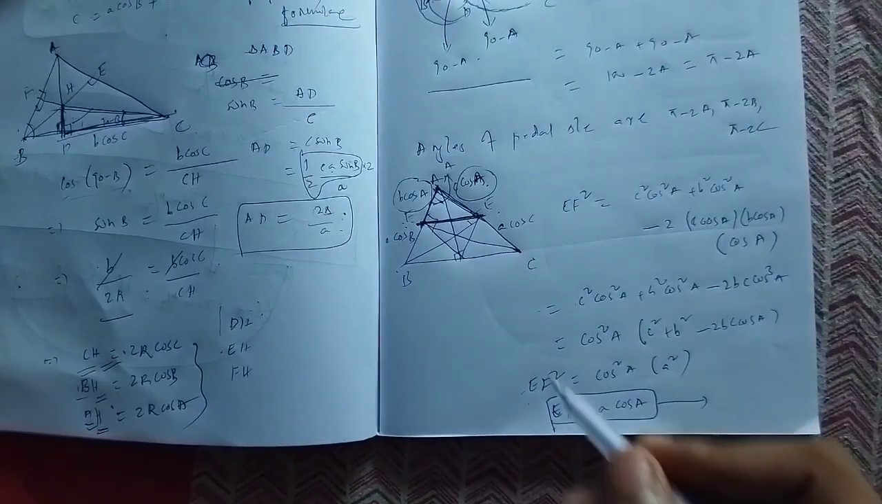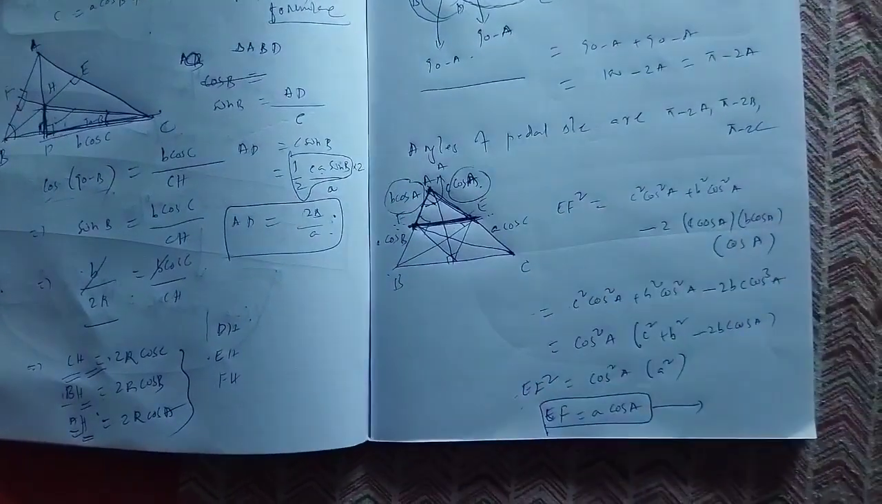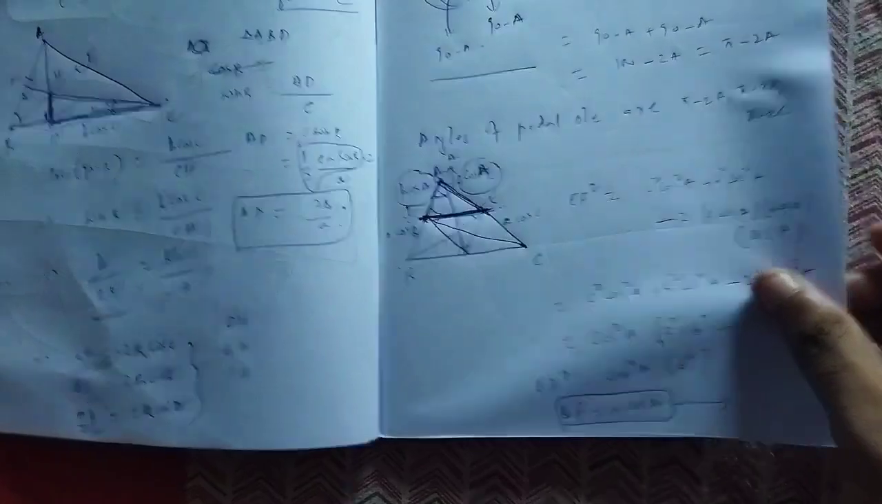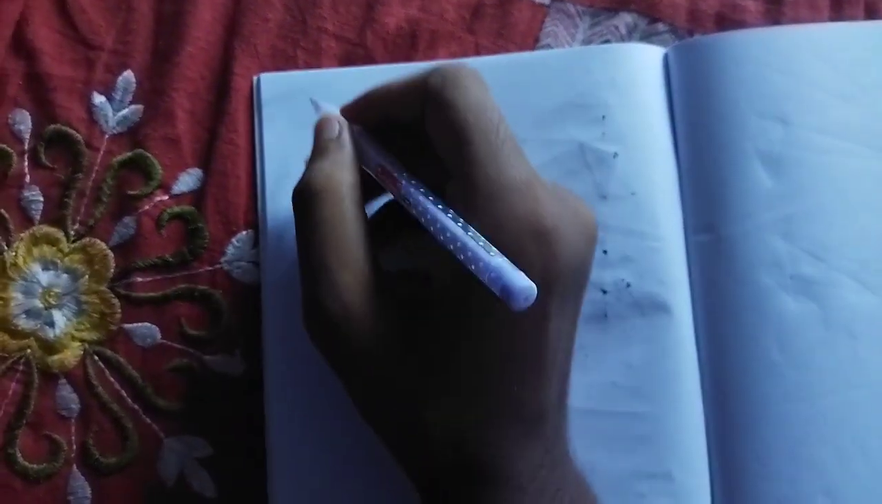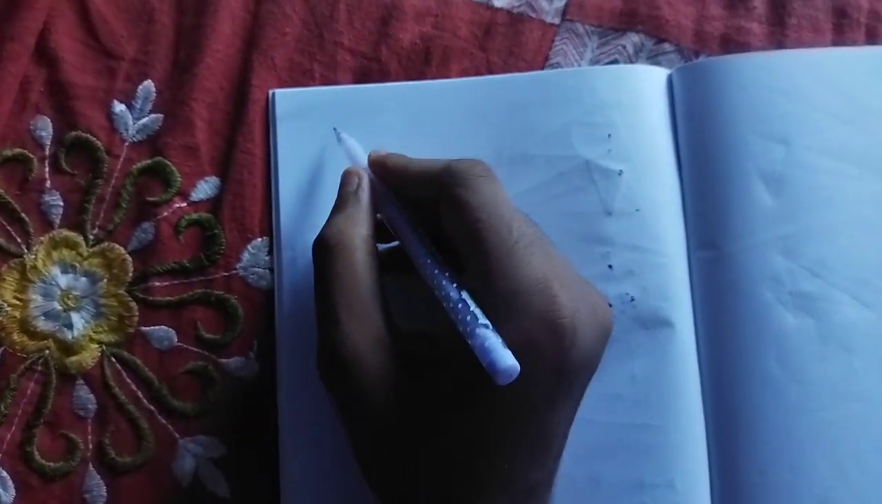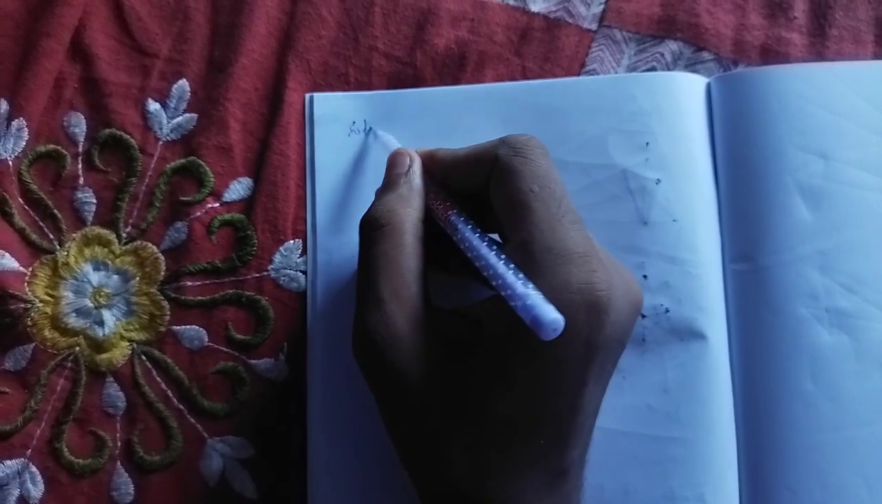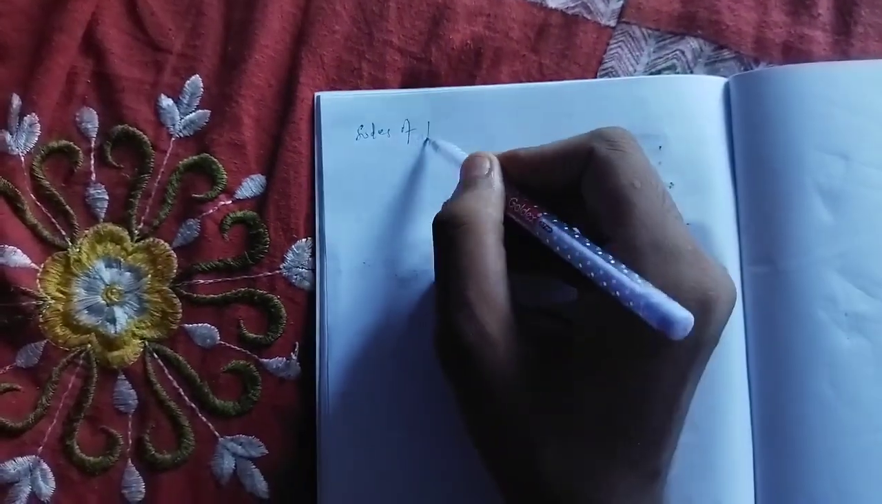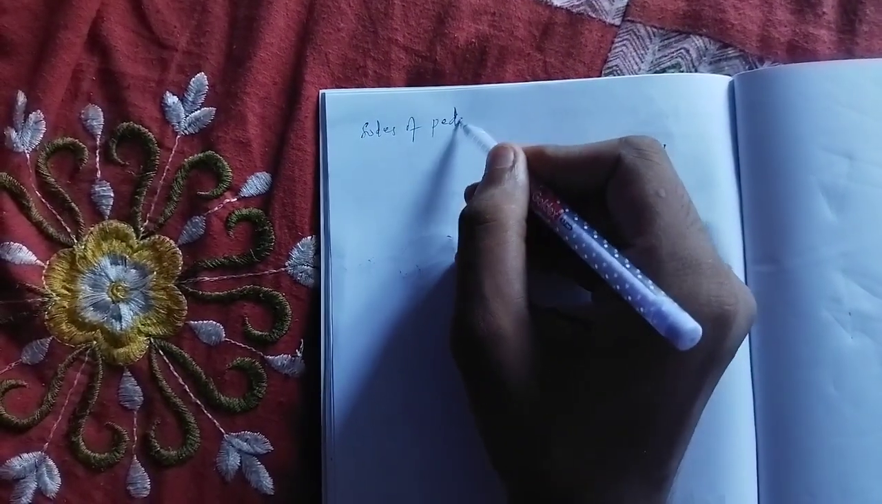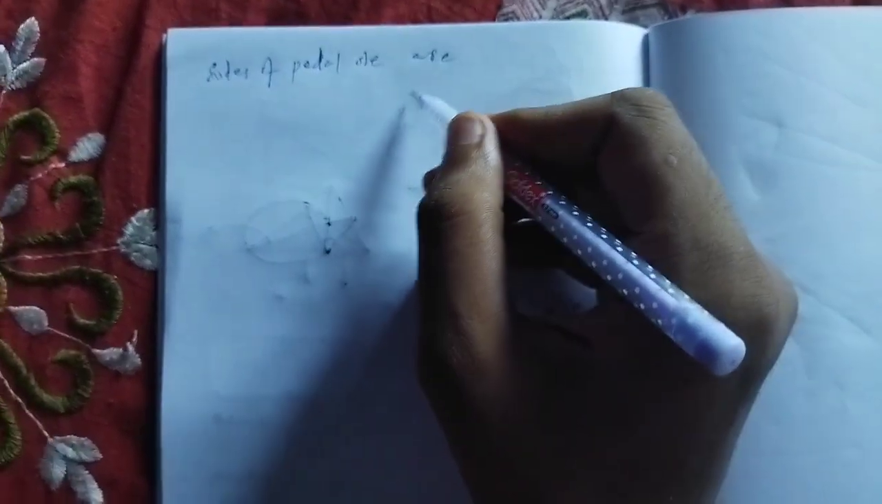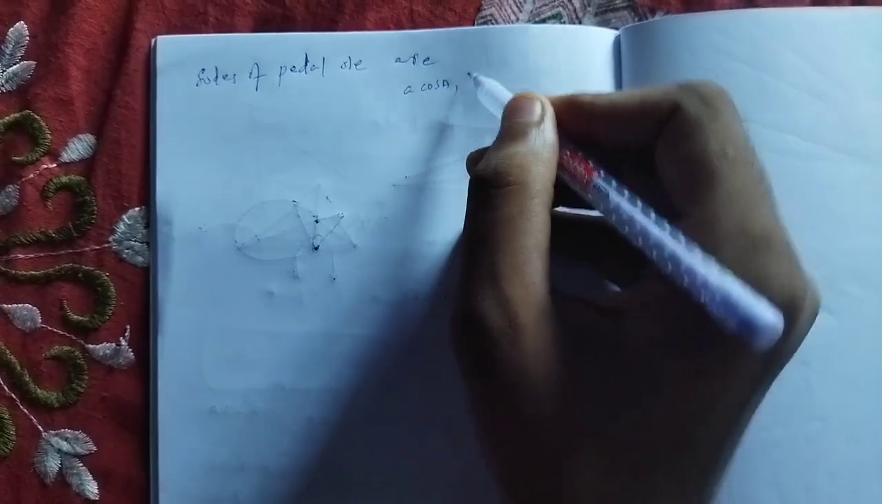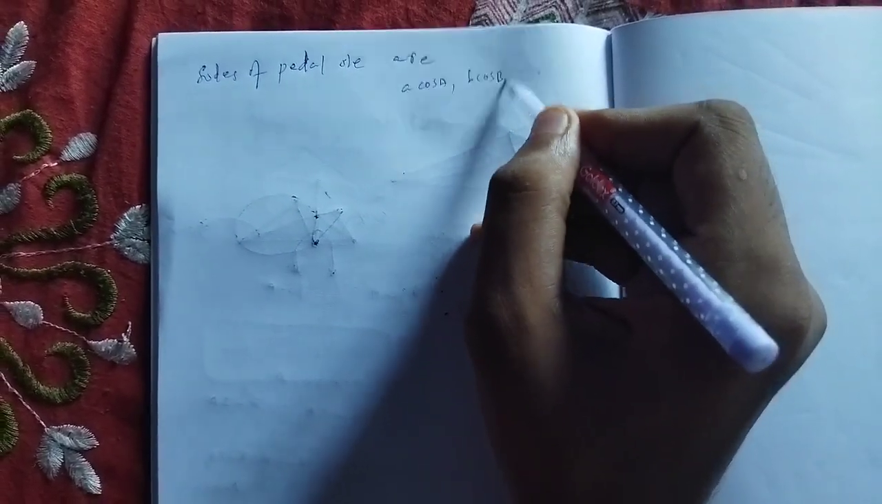This is one side of the pedal triangle, A cos A. Similarly, the other two sides are B cos B and C cos C. So the sides of the pedal triangle are A cos A, B cos B, and C cos C.